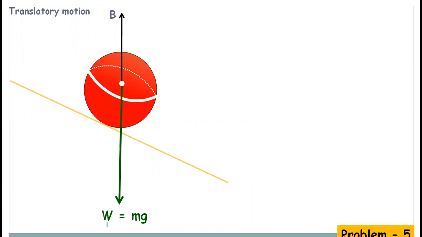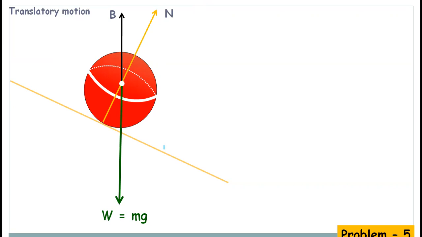Now, weight of the sphere, that is nothing but gravitational force, is given by m into g, where m is mass of the sphere and g is acceleration due to gravity. So this is one force acting on the sphere. And second force, a reaction force offered by the surface on which the sphere rests.